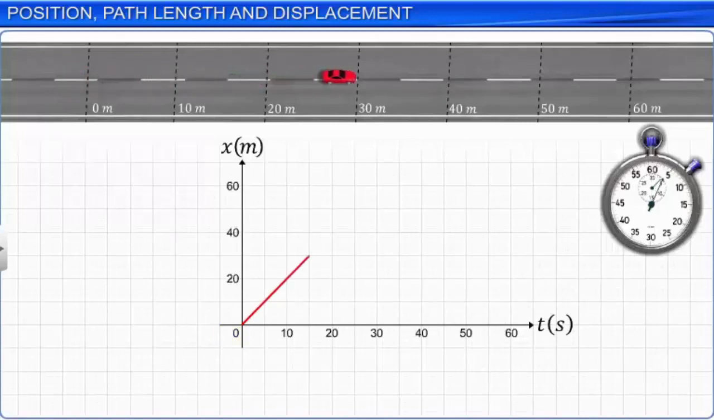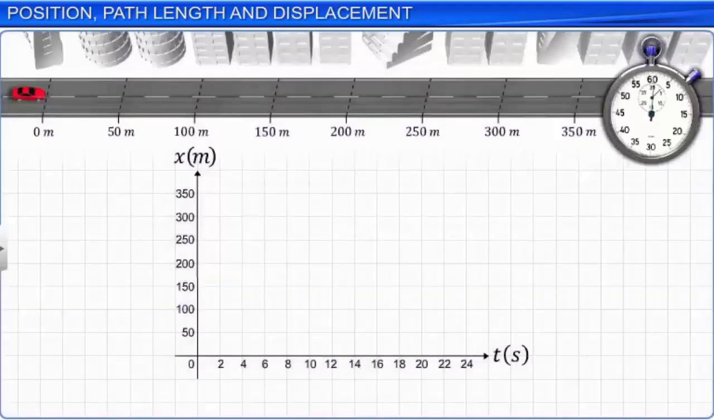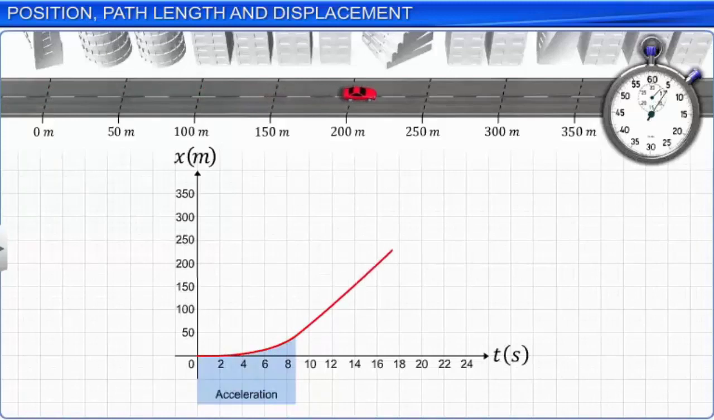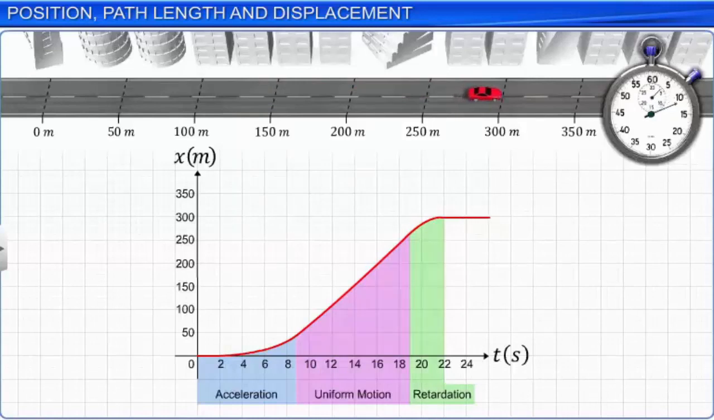When a body covers equal distances in equal intervals of time along a straight line, it is said to be in uniform motion. Case 3. If the car starts from the position of rest, picks up speed and moves with uniform speed for some time, later the brakes are applied and its speed gradually decreases, and the car finally comes to rest, this graphical representation shows all three types of motion, that is, acceleration, uniform motion, retardation, and back to rest.